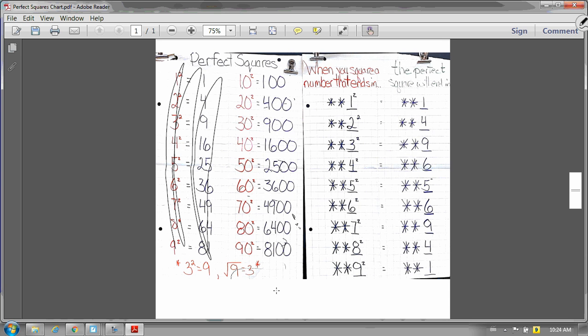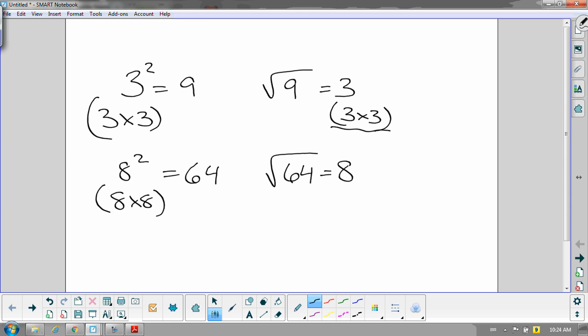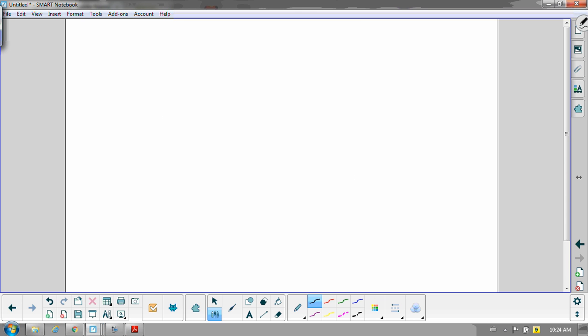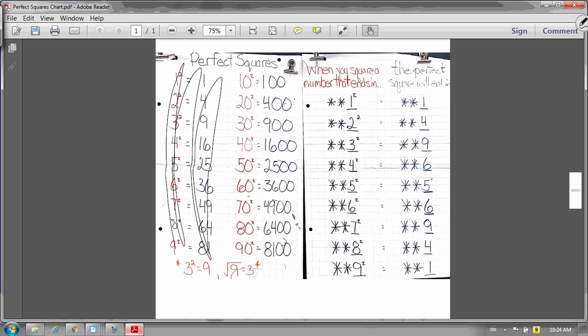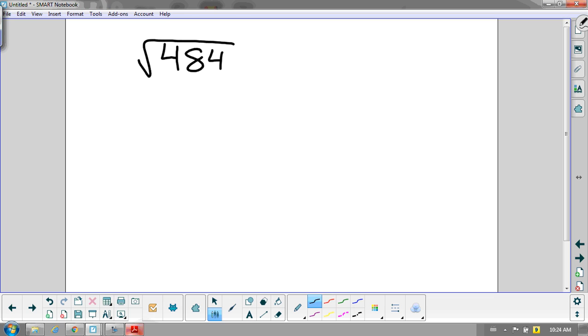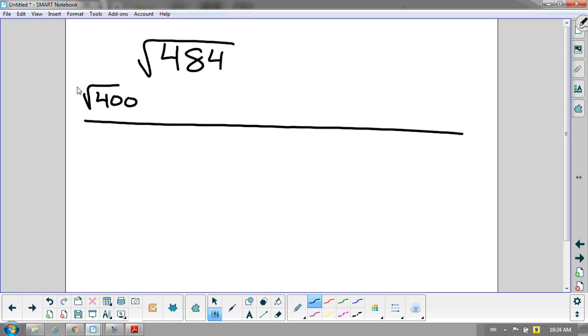So if I said to you, what is the square root of 484? And we're going to work on this without using a calculator. So the first thing you do is you come back to this chart and you think 484 is bigger than 100, 484 is bigger than 400, 484 is smaller than 900. So the square root of 484 lands between the square root of 400 and the square root of 900. So we're going to put those two numbers on a number line.